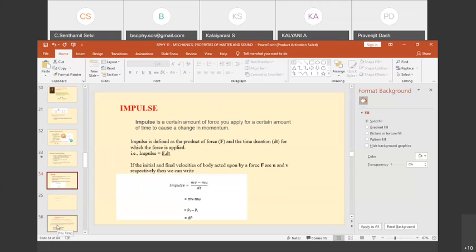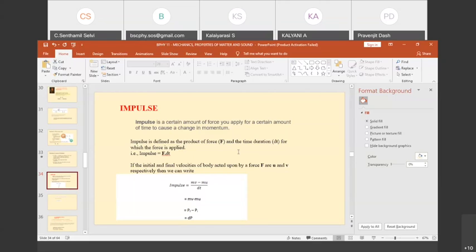Next, we are going for impulse. What is impulse? Already we have seen in the previous slides. Impulse is nothing but a certain amount of force you apply to your body for a certain amount of time. So that will create a change in the momentum.